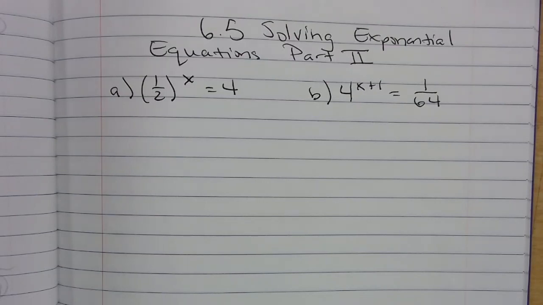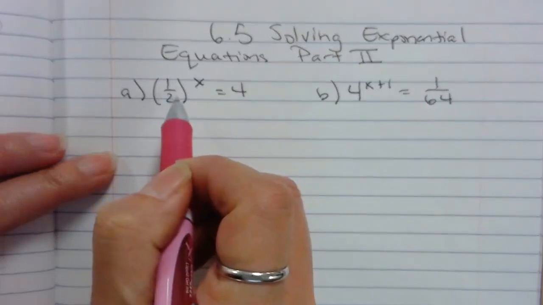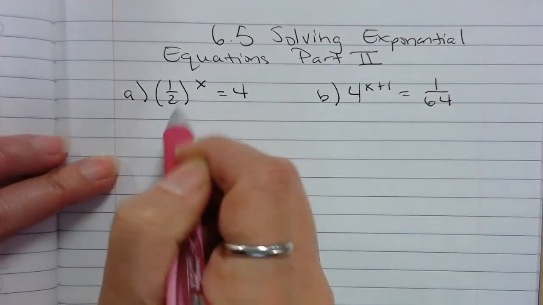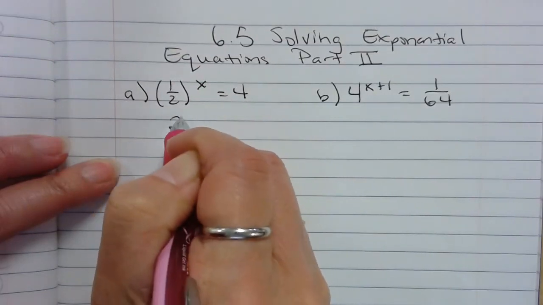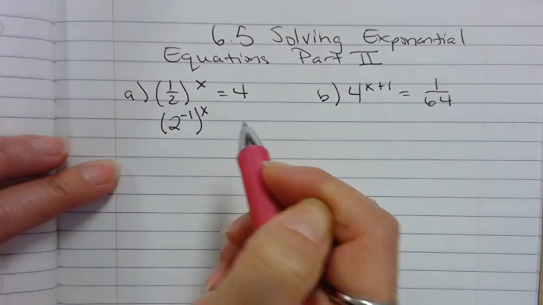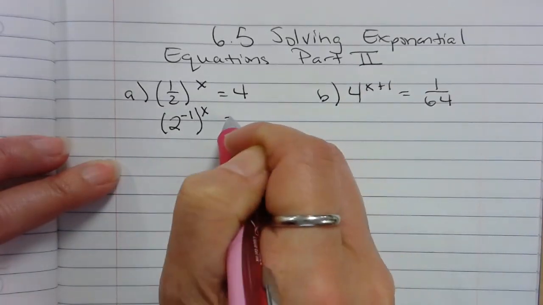This is part 2 of 6.5, solving exponential equations. So now we have fractions. And I remember from my exponent rules, I'd really like to flip it around. So there's another way that I can write 1/2. I can write it as 2 to the negative 1. Oh yeah, the negative exponent says to flip it into its reciprocal.